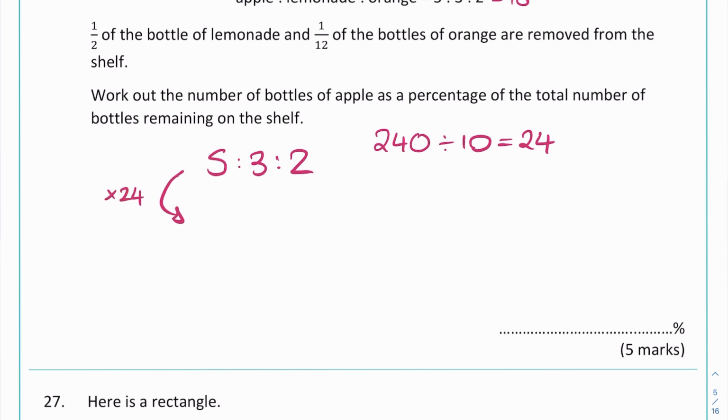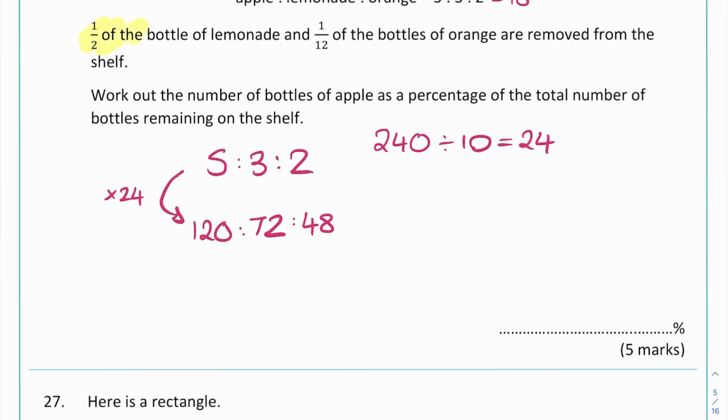5 times 24 is half of 24 times 10, so 240 halved is 120. 3 times 24, well let's do 2 times 24 first because that's 48, and we can just add another 24 onto that. So that would be, add the 4, 52, add the 20, 72. So that's how many bottles are on the shelf.